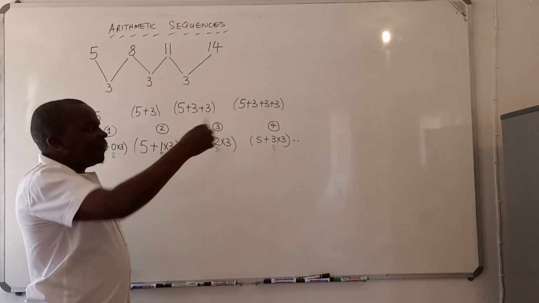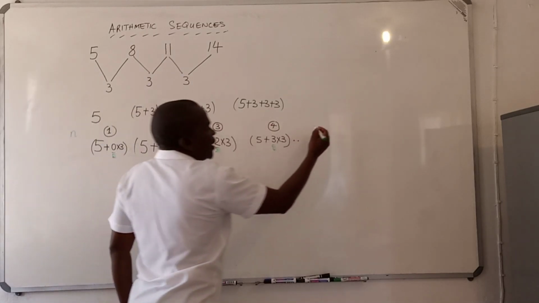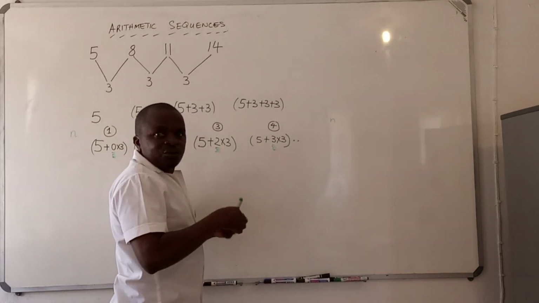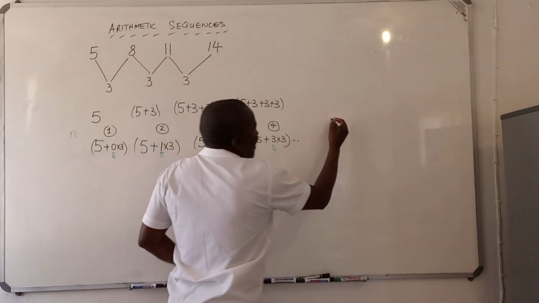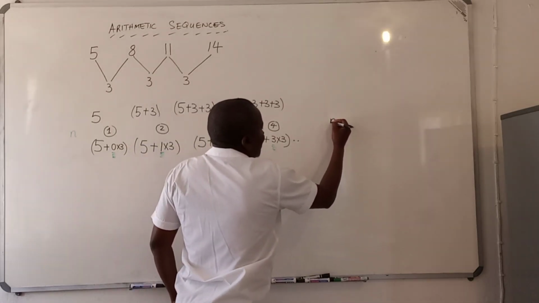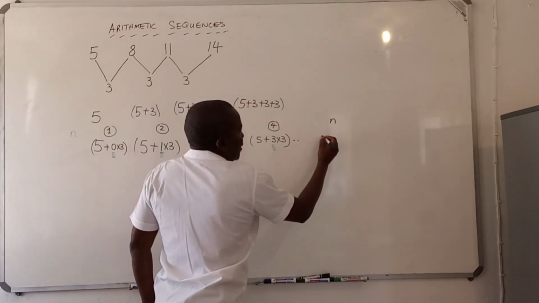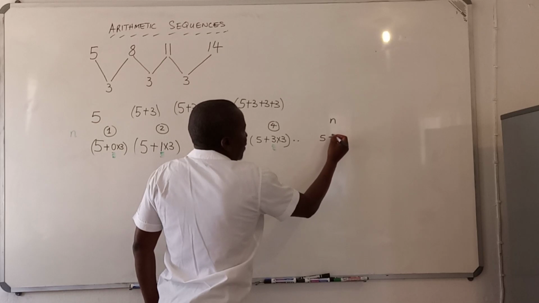3. Now, if I go on and on up to the nth term, position number n, let me use black because screen is not all that clear. Position n, I can still write these expressions here. It will be 5 plus.